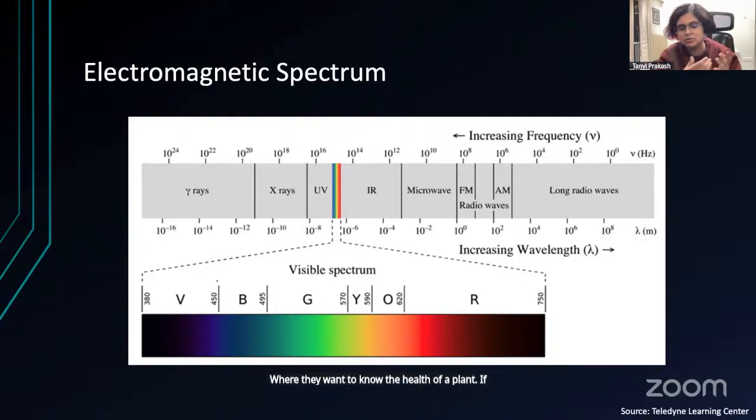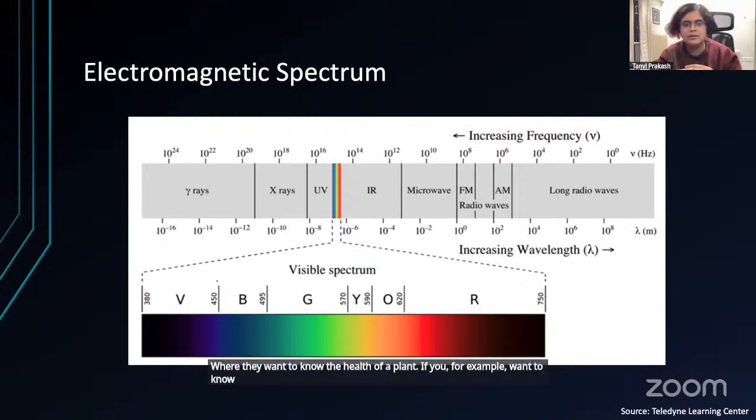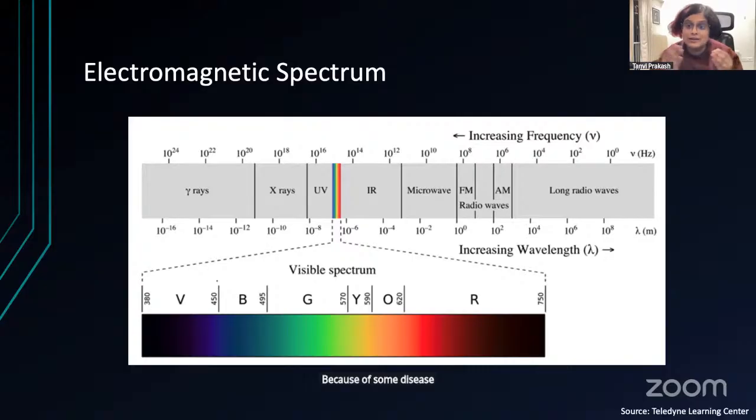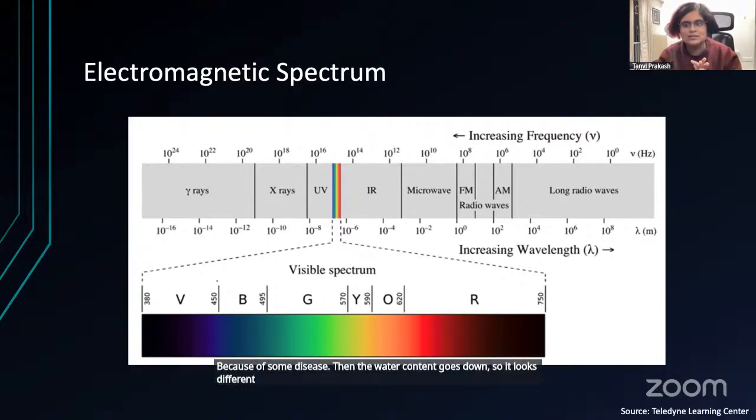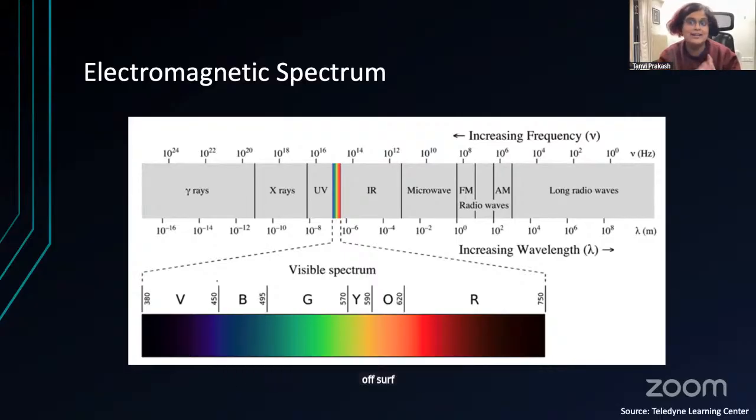If you, for example, want to know if a particular crop has dried out because of some disease, then the water content goes down, so it looks different. So by sensing the way these different frequencies are reflected off surfaces, you can tell what's in it. And the more frequencies you can sense, the more detailed your information becomes.